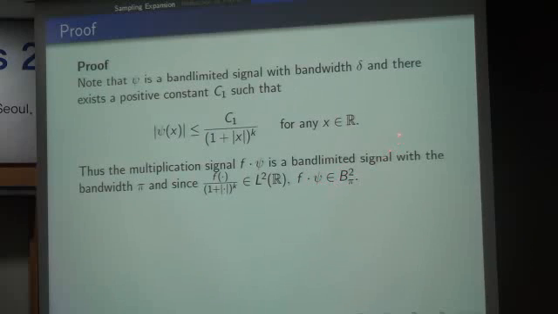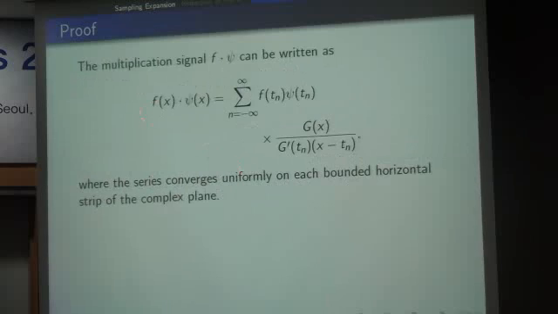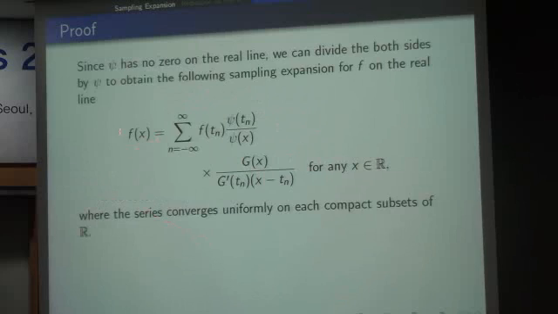So we can apply the Shannon sampling theorem and the non-uniform sampling theorem to expand this. So we expand f times psi, since this is in the Bernstein space. And now psi has no zeros on the real line, so we can divide by psi. Then we have an expansion of f, which is in H sigma k. This expansion converges uniformly on each compact subset. So we have this expansion.